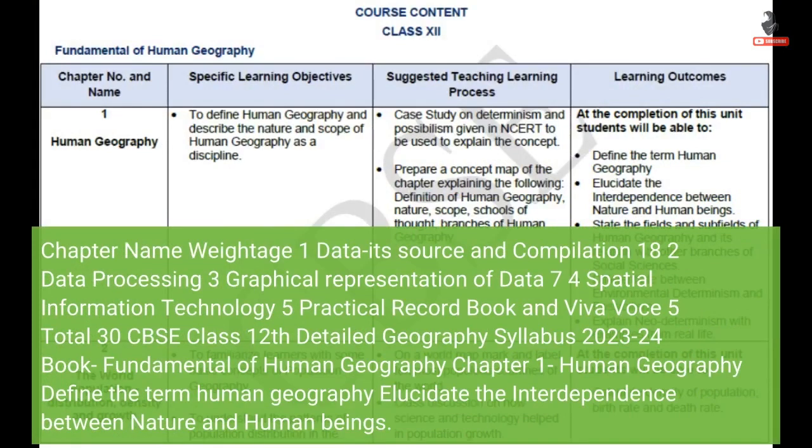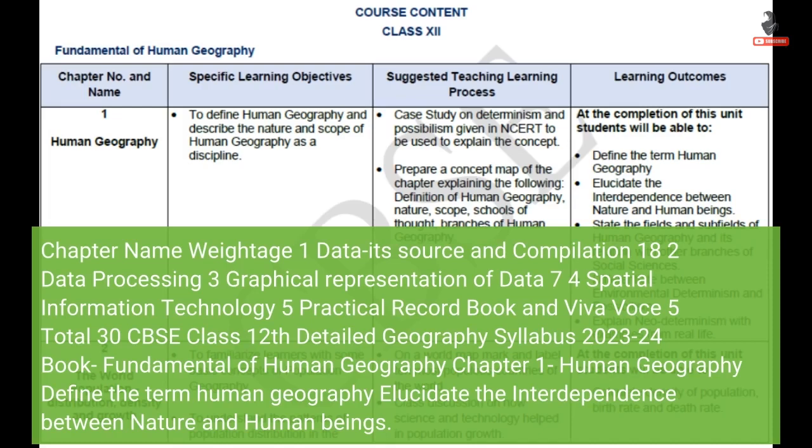Chapter Name, Weightage. 1 Data its Source and Compilation 18, Data Processing 3, Graphical Representation of Data 7, Spatial Information Technology 5, Practical Record Book and Viva Voce 5, Total 30. CBSE Class 12 Details Geography Syllabus 2023 to 2024.